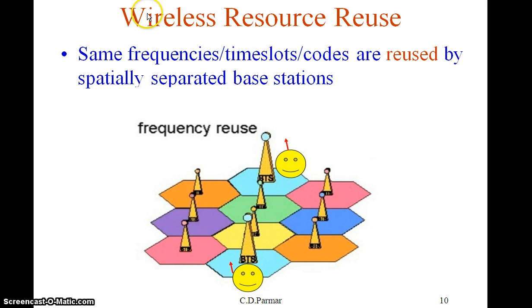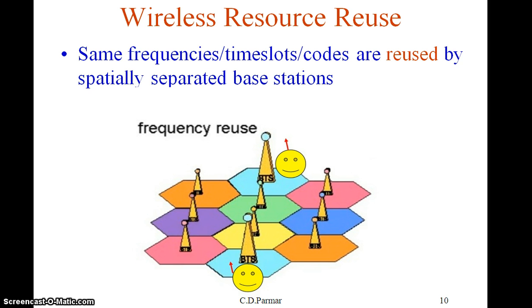So the same frequencies, same time slots and same codes are reused by spatially separated base stations. This way we can improve our channel capacity. Here, if you see the same color cells, whatever frequencies are used here, the same frequencies are used here. In case of CDMA, whatever codes are used here, the same codes are used here, and they are spatially separated so that the signal power from this BTS, this tower, must not reach this particular area, and the signal of this tower must not reach this area. And that's why we can subdivide the available area into a number of cells to obtain capacity as the users increase. So this is one way, and that is referred to as frequency reuse.